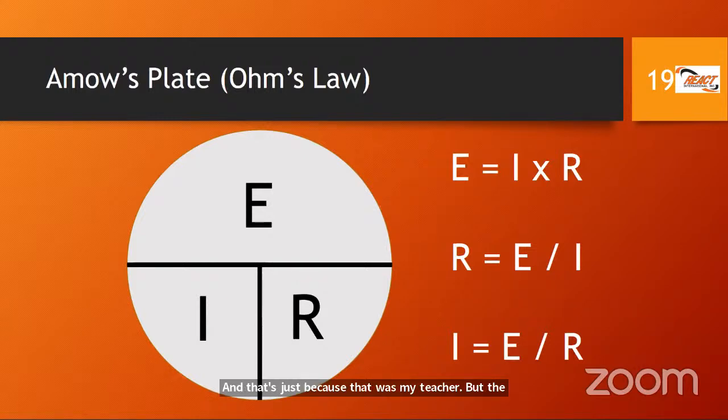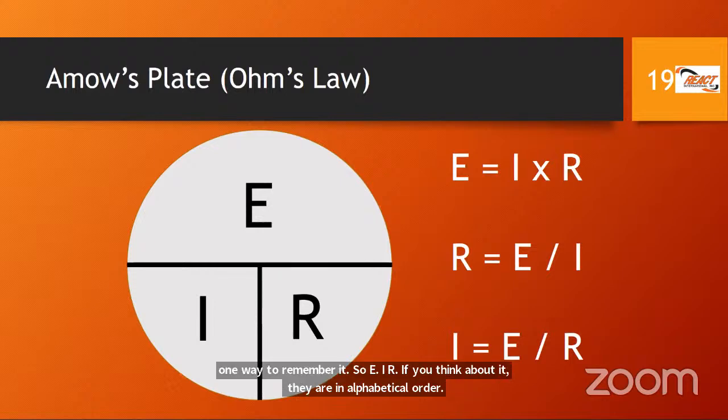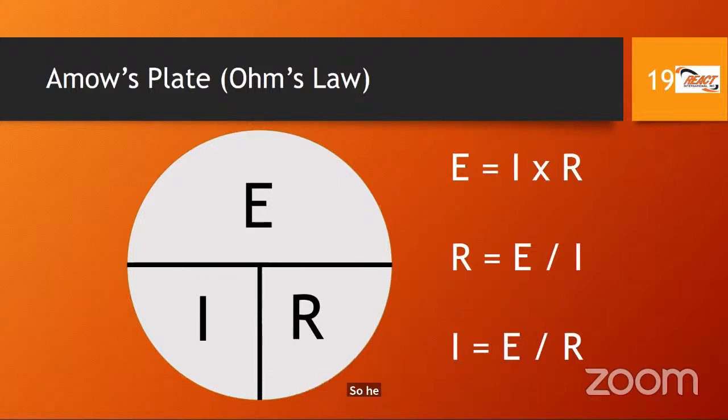Remember I said learn E is equal to IR? If you learn that, then anytime you are trying to figure out, if I'm not familiar with algebra, how do I manipulate this to get one of the terms? As long as you can remember E is equal to IR. One way to remember it: E, I, and R are in alphabetical order. E comes first, then I, then R. So E is equal to IR.